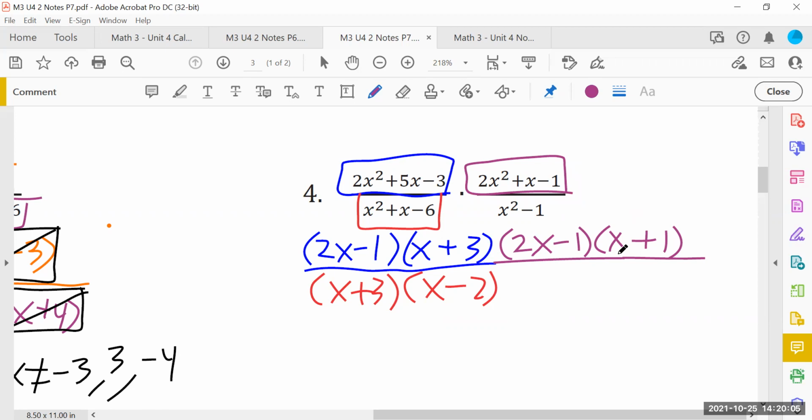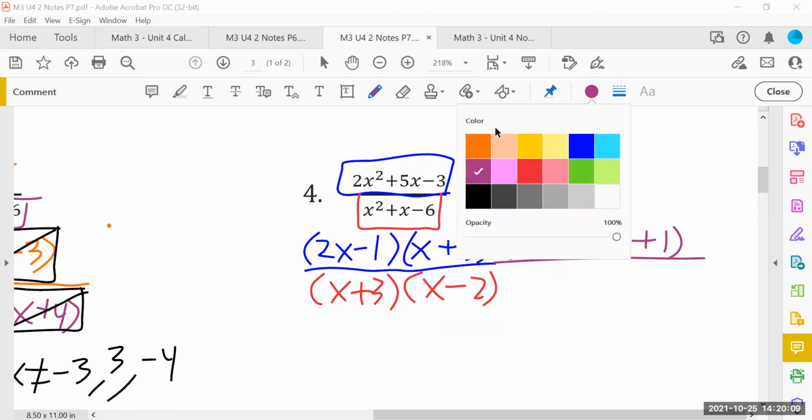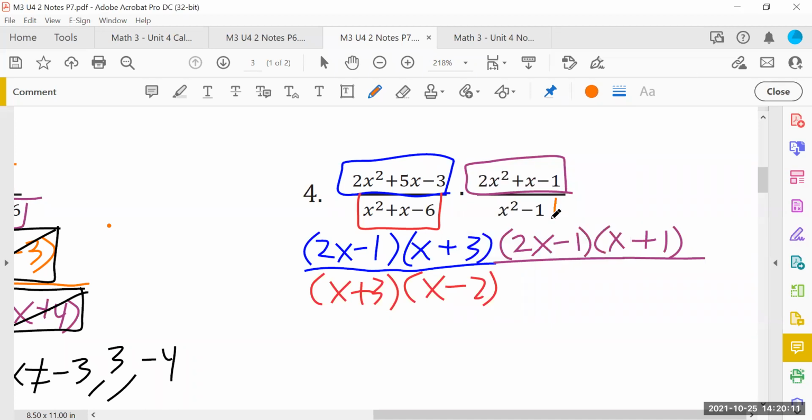So that one's factored. And then I have the bottom, which is a difference of squares. X squared minus 1 is x plus 1 and x minus 1. And I can go ahead, right now is actually the best time to find the excluded values. Before I go any farther, anything on the bottom can't be 0. So before we start canceling stuff though, let's state the excluded values.